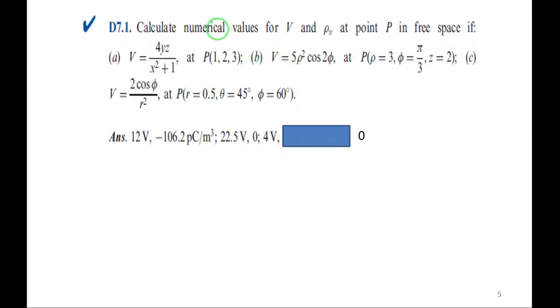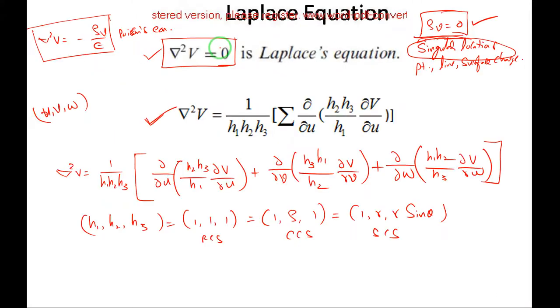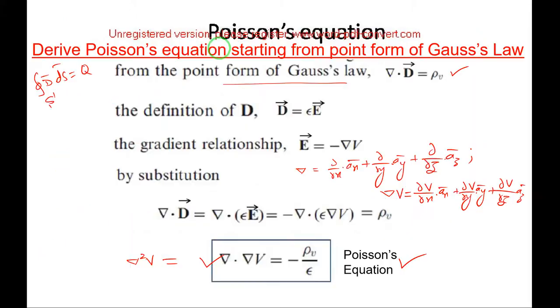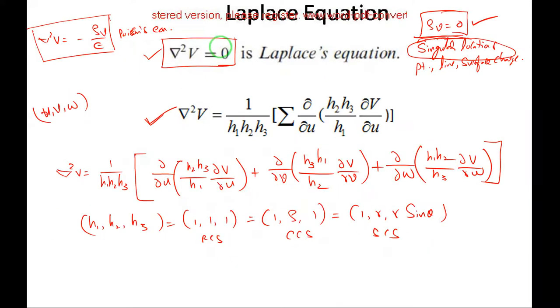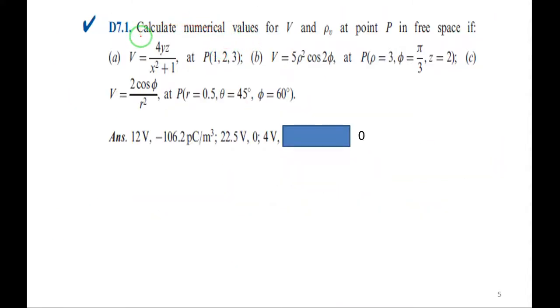Okay, we will take up this numerical. If any doubts are there, please unmute yourself and speak to me. Next, calculate the numerical values of V and rho V, the volume charge density at point P in free space, if V is equal to so and so at point P. This is in the rectangular coordinate system, this is in the cylindrical, and this is in the spherical. I will be solving part A, and I will just give a hint for B and C and leave them to you.